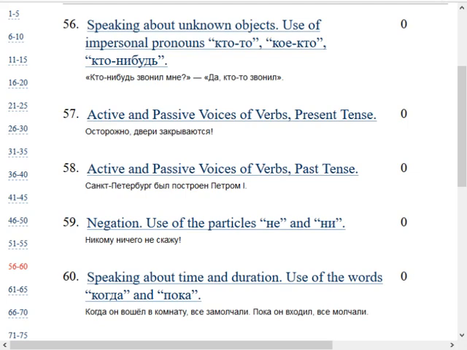Hello, everyone. Okay, so we're on lesson 56 now. It's about speaking about unknown objects. So we'll see three different forms here in this lesson. There's stuff with to on the end, there's stuff with koye at the beginning, and there's stuff with nebud at the end.